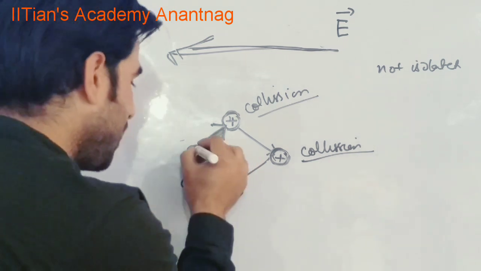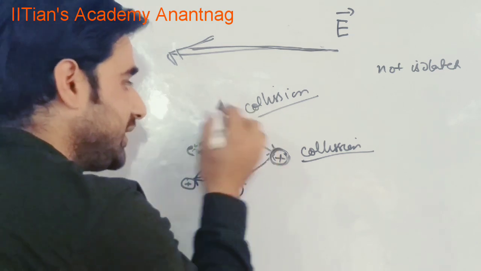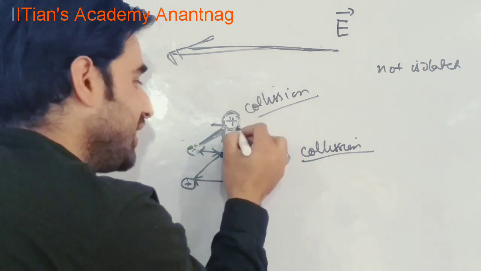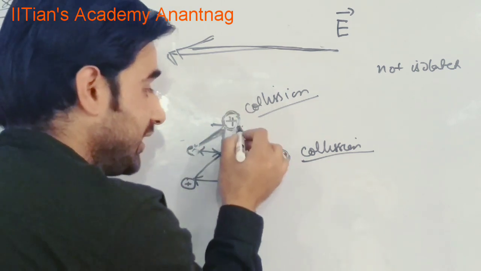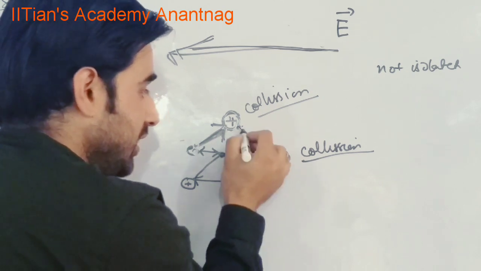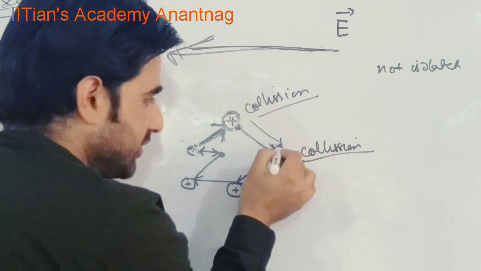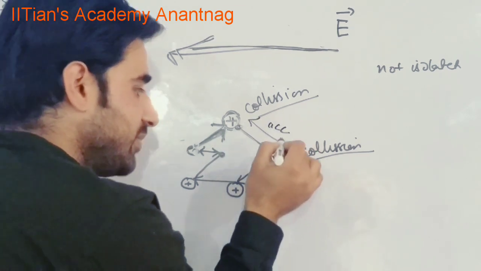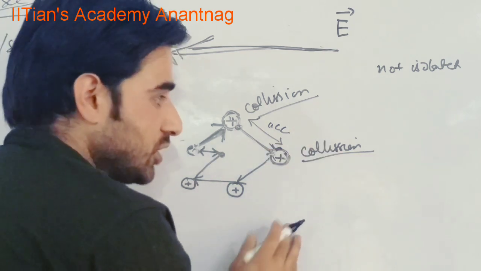From this point to this point, I can think of acceleration, but again, when it hits a positive ion, it comes to rest. Here again, it starts its motion from zero, from thermal speed, and again here it comes to rest. From this point to this point, there is acceleration, but that acceleration vanishes at this point because of the collision. So there are two forces actually.